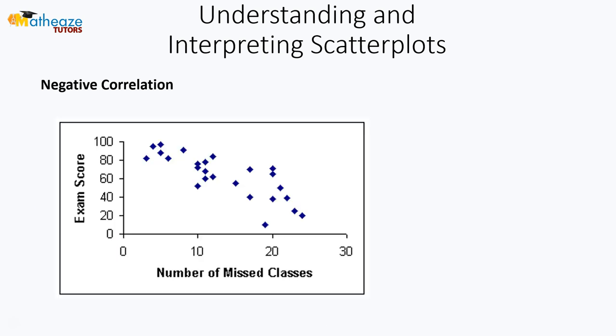Next, we have a negative correlation, and the negative correlation is one where you can draw a line that looks like that across the points. Now, what the negative correlation indicates, so we have the independent variable for number of missed classes, and the exam score is the dependent variable. So what this is trying to indicate is that as the number of missed classes increases on average, the exam score decreases. So this is what you have as a negative correlation.